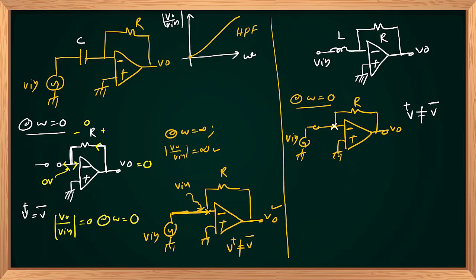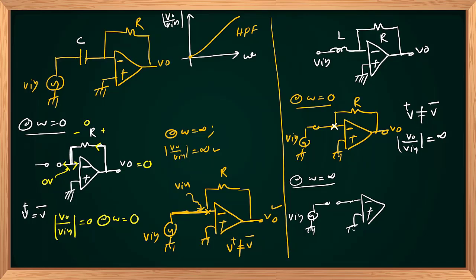So, it is an open loop configuration. Hence, the voltage gain is infinity. The output will be either at plus VCC or minus VCC for a small value of V in. So it's a saturated condition with infinite voltage gain. Hence V out upon V in, its magnitude is infinity.